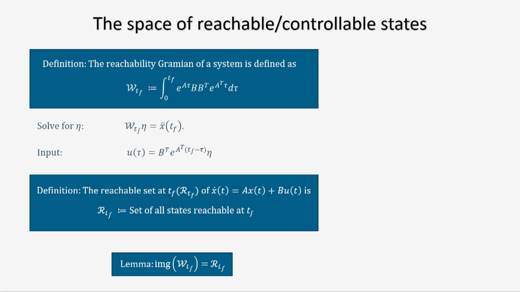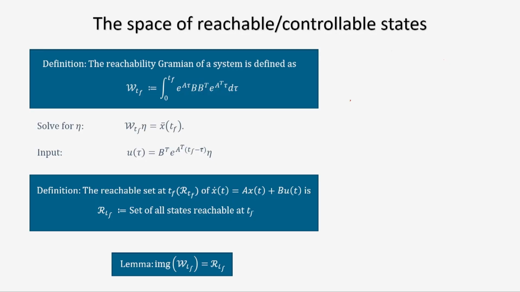Let us consider that the system is fully controllable. You can go to any point from the origin. What can we tell about the image of WTF then? Since you can go to any point, the image of WTF should be equal to Rn, right? Think about it in this way.